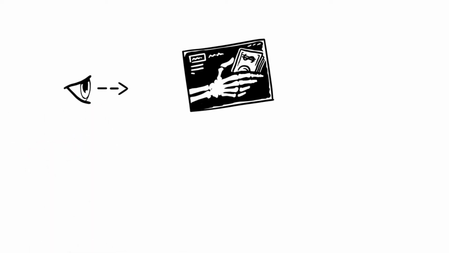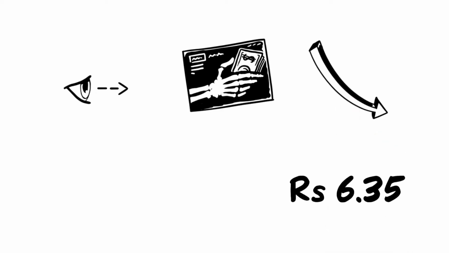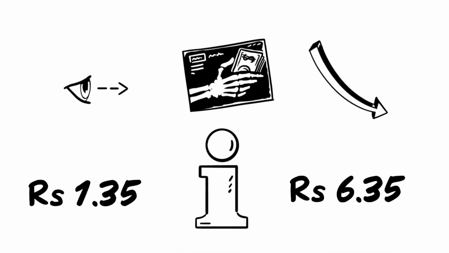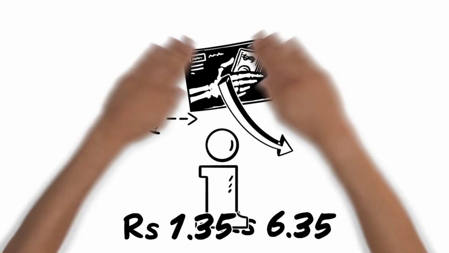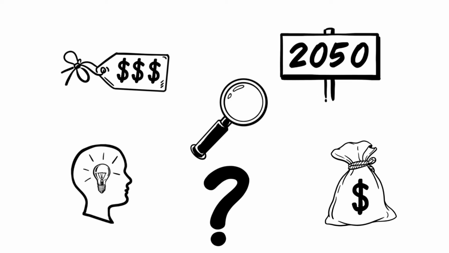Also, if you observe, the loss is much lesser than the maximum loss of Rs 6.35. It is in fact just Rs 1.35. To understand why this is happening, we should diligently inspect the payoff behavior around the spot value, which is slightly above the strike price, 2050 in this case.